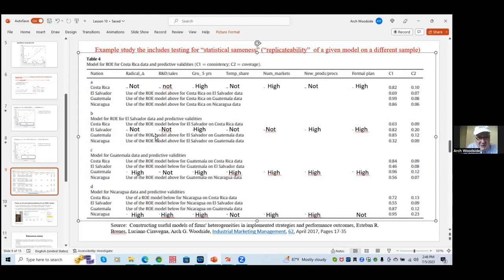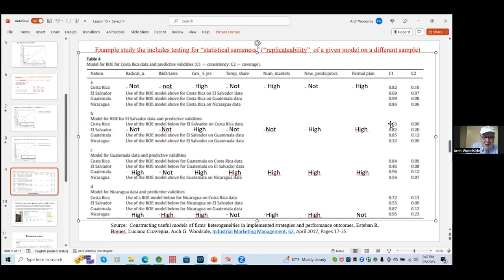But if we go down to El Salvador's model and ask the same question, which is somewhat different, it's a bit different in that the number of markets served is low for the El Salvador companies, and it's high for new products compared to new processes, and it's high in formal planning, but there's a couple of the conditions that are different in the model being tested. But for El Salvador, consistency is 0.82, and that model works for Guatemala, but not for Nicaragua and not for Costa Rica.